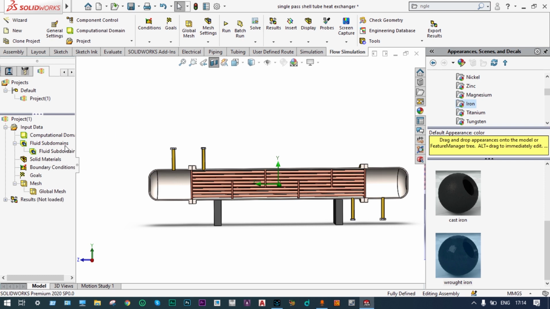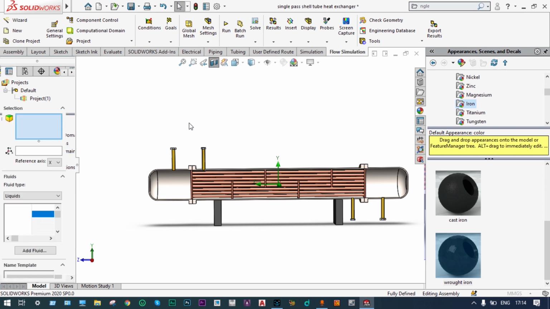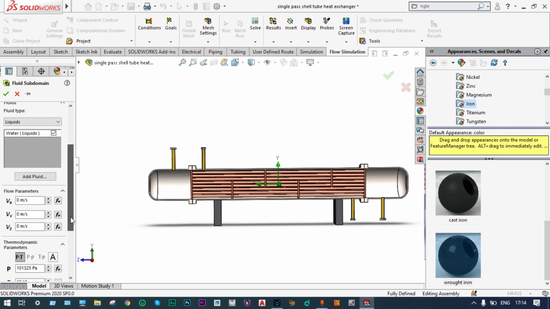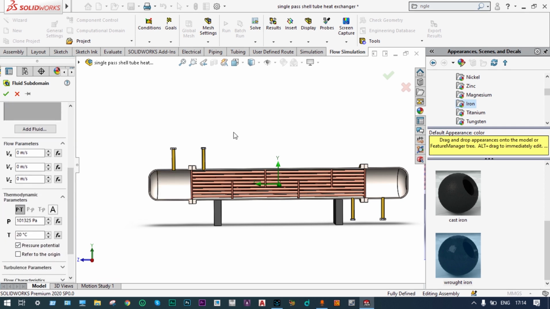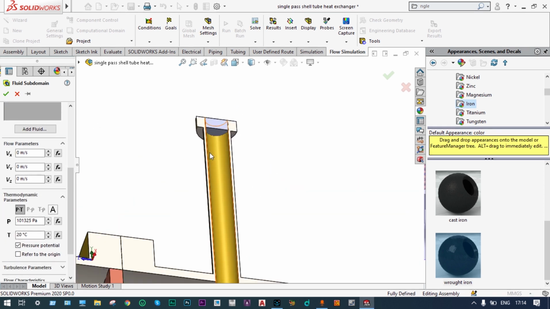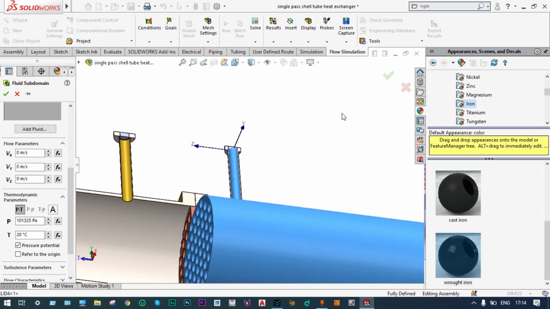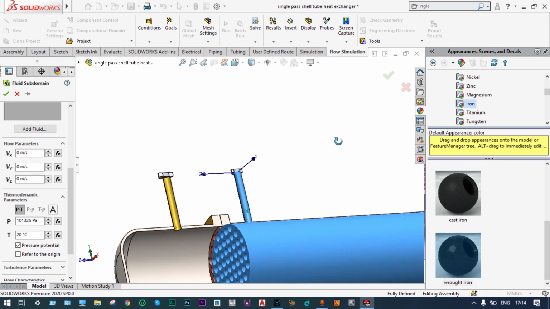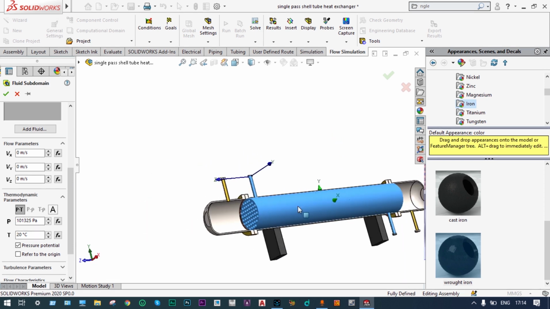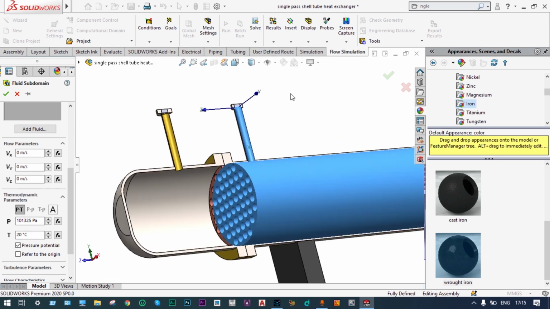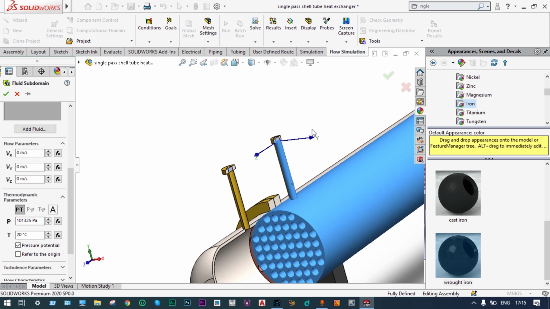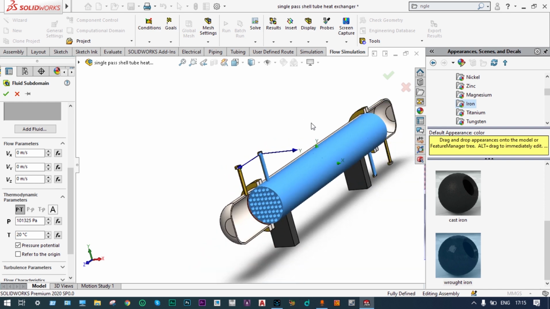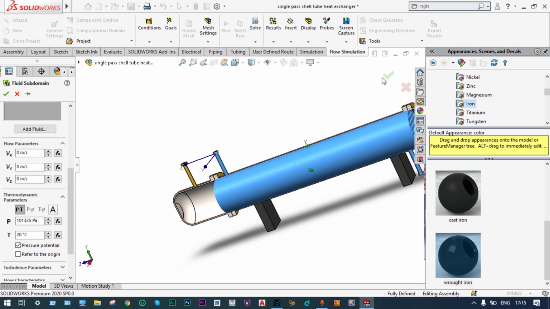Next, we have to provide a fluid subdomain for coolant. Insert fluid subdomain. It will be water at 20 degrees centigrade, and will be passing from this inlet location. Now you can see here, it is clearly visible that excluding these copper tubes, the remaining portion is for coolant. Okay, green check.